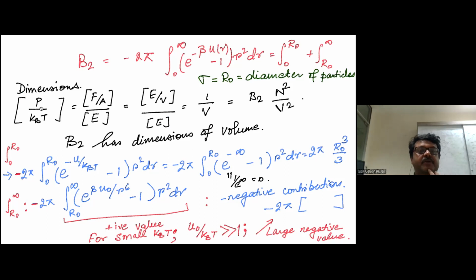So I want to remind you that in the virial equation, the left-hand side of the equation has P by kBT. Now, pressure is force by area and has the same dimensions as energy by volume. Now, kBT is a unit of energy and has dimensions of energy. So, P by kBT has dimensions of E by V by E. These square brackets denote the dimensions of this quantity. And so P by kBT has dimensions of 1 by V.